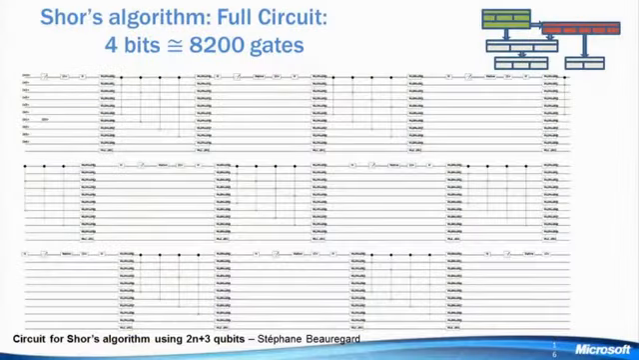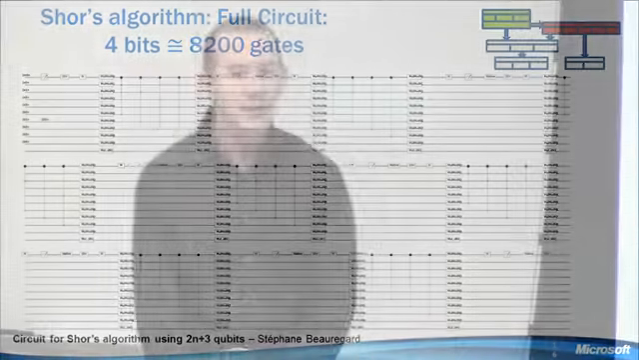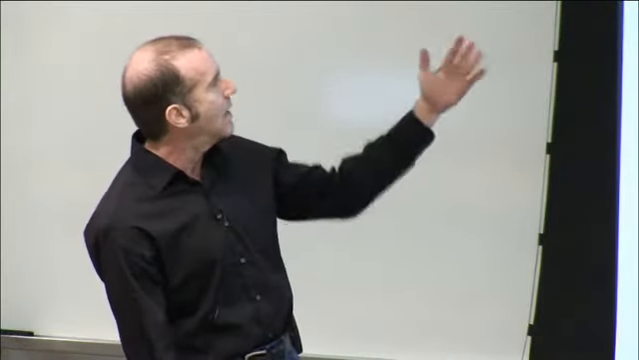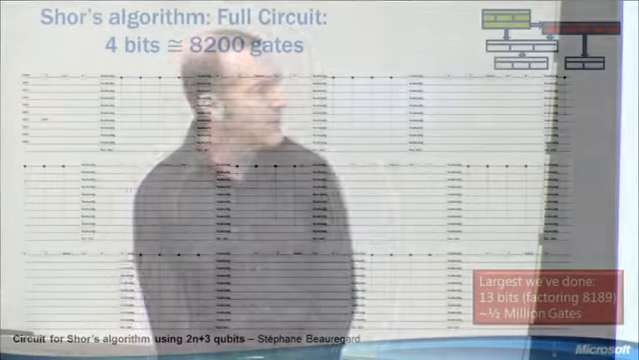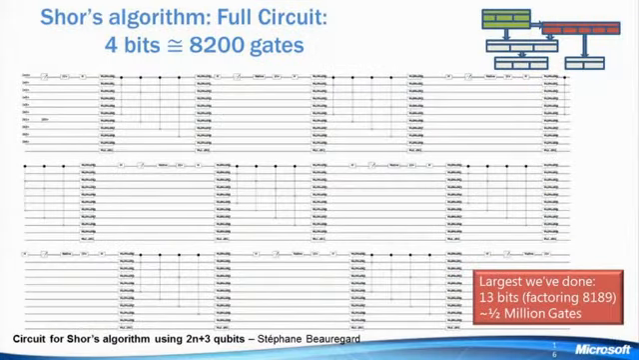Shor's algorithm. So everybody publishes 4 bits, factoring 15. It's 8,200 gates. This is a higher level view showing the modular multipliers as we're going through. This is using Beauregard's algorithm. We've done 13 bits. We've factored the number 8189 to show you how far, and that's about 500,000 gates. And that's running on one machine, each one of these.